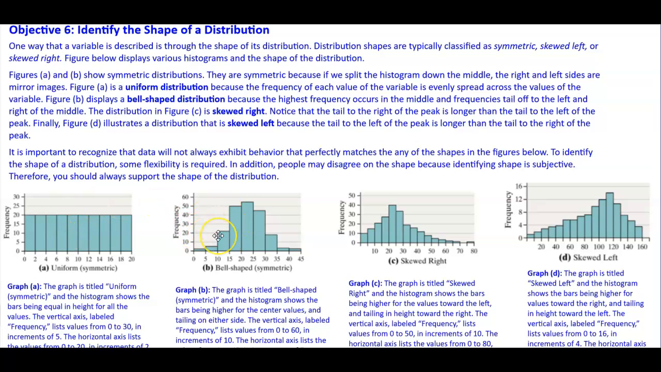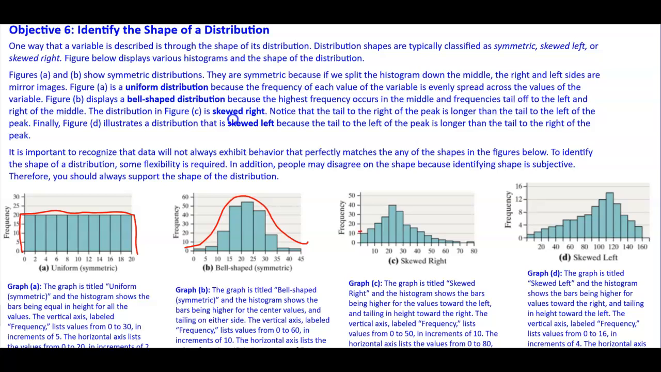Now, if we take a look at figure B, this displays a bell-shaped distribution. Let me go ahead and write down what you can see here. This is considered uniform because everything is evenly placed. The bell-shaped is because if you trace this shape for part B, it creates a bell-shaped distribution, because the highest frequency occurs in the middle and it tails off on the left and the right of the middle.